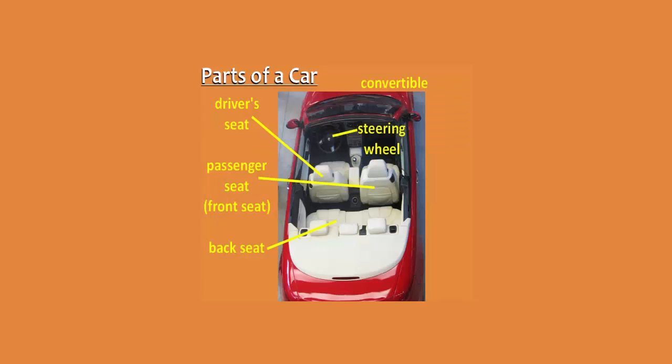Let's take a look inside the car. This type of car, with an open top, is called a convertible. The place where the driver sits is called the driver's seat, and the other place in the front is called the passenger seat, or sometimes the front seat. Behind them, we have the back seat. Finally, we have the steering wheel, which the driver uses to control the car.